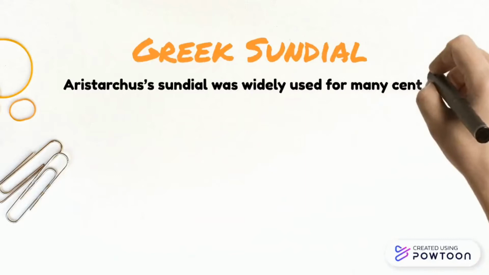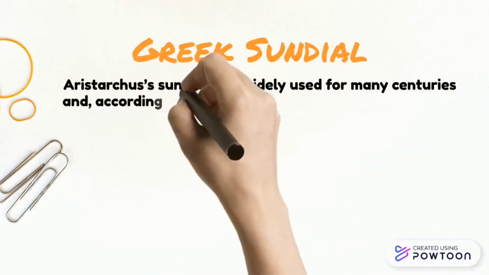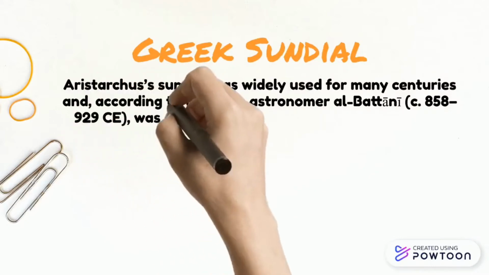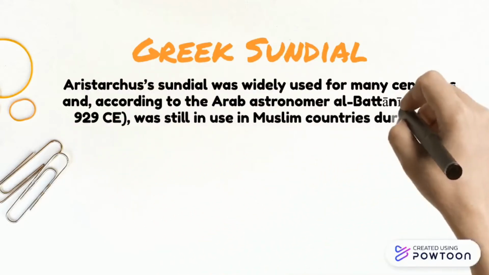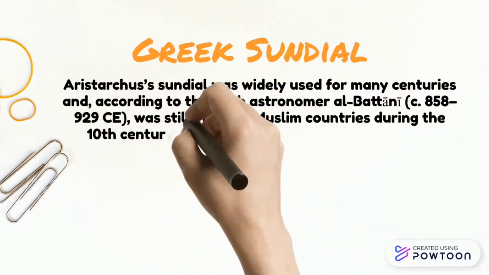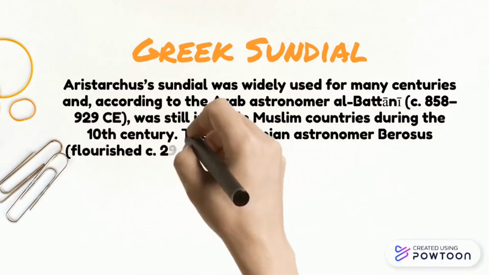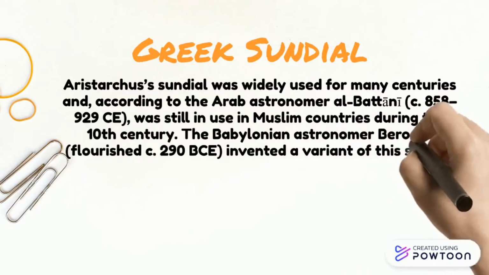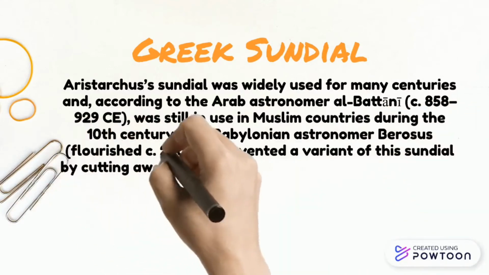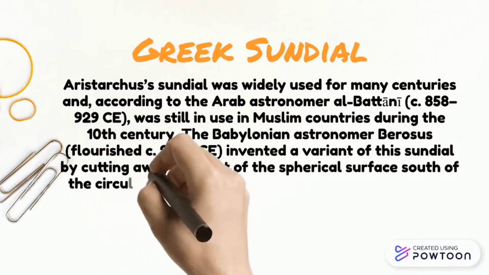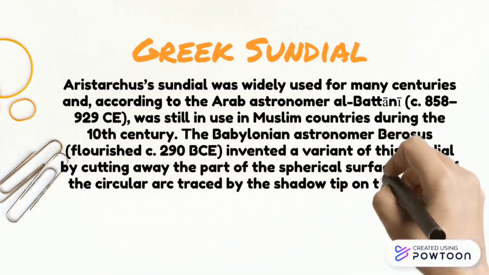Aristarchus' sundial was widely used for many centuries, and according to the Arab astronomer Al-Batani, was still in use in Muslim countries during the 8th century. The Babylonian astronomer Berosus invented a variant of this sundial by cutting away the part of the spherical surface south of the circular arch traced by the shadow tip on the longest day of the year.